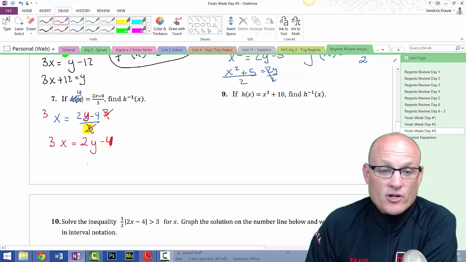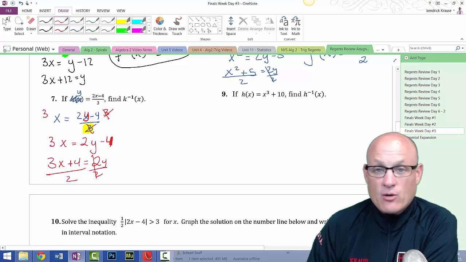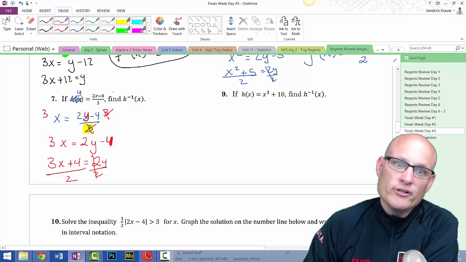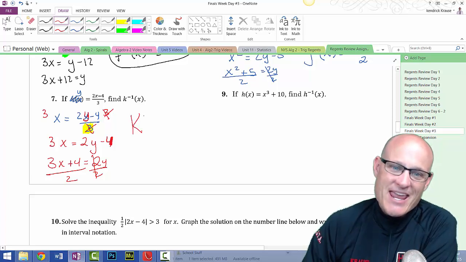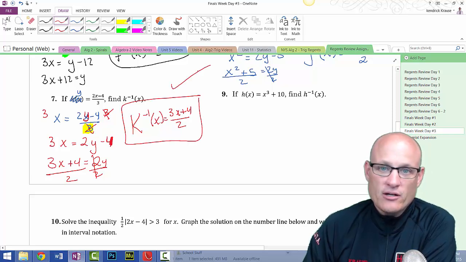So I still have to solve for y. So I'm going to bring the x over. 3x plus 4. I got to focus and stop screwing around. Is equal to 2y. And divide by 2. And I've got y by itself. But I'm going to be a grown-up. I'm going to make him think, man, that guy's a good student. He's going to write k inverse of x is equal to 3x plus 4 over 2. Box it in. Check it off. Write your teacher a little note.